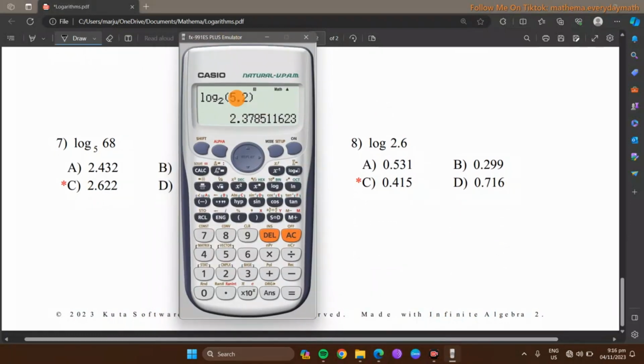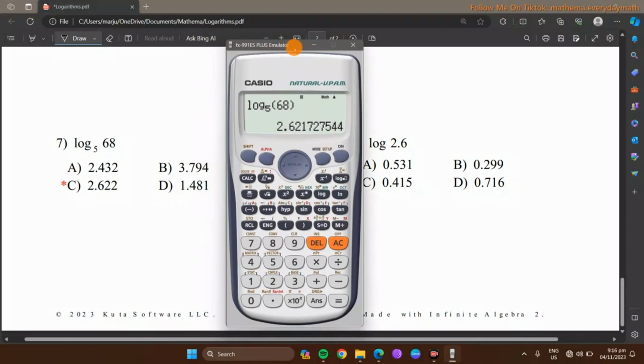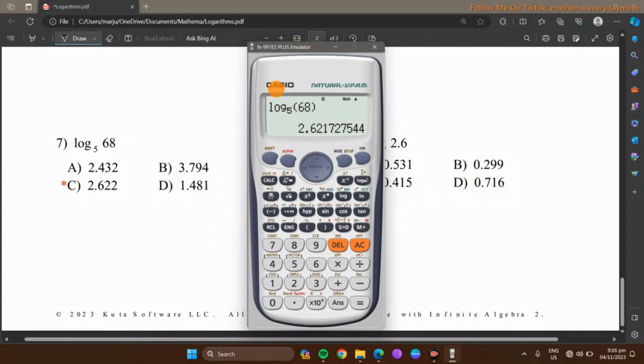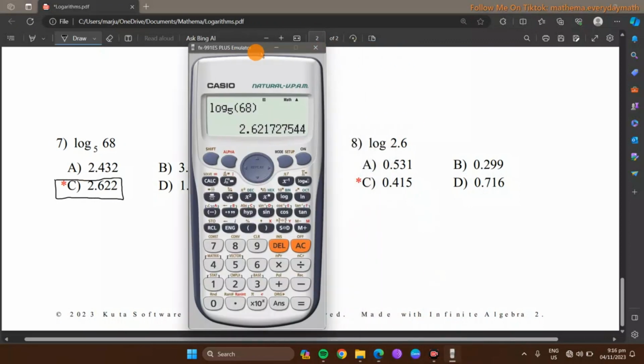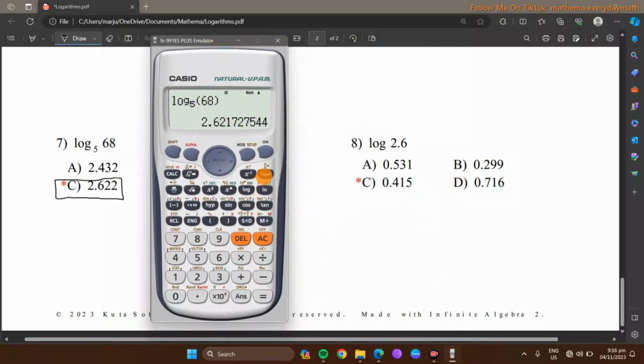Number 7 is log of base 5, then we have 68. This will give us 2.622. Alright? After 1 is 7, so round up tayo. So magiging 2.622.